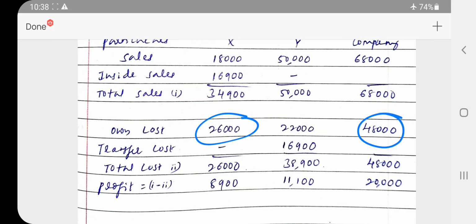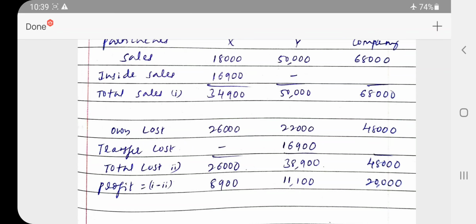And then transfer cost: X can transfer to Y, Y doesn't transfer anywhere else. So only X's information is given here, in the sense that in sales we took inside sales, and for Y we are taking cost. For how much we are paying for the cost, that is 16,900. If you add it back, you will get 26,000, 38,900 and 48,000 as the total cost for X division, for Y, as well as for the total company.